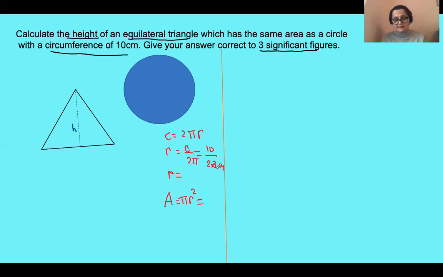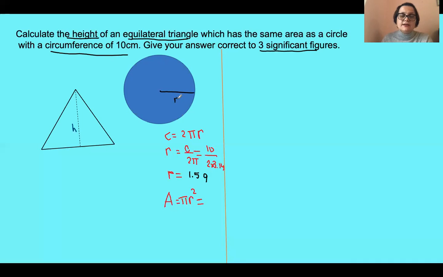And so the answer is going to be 1.59 to 3 significant figures. The answer of the r, the radius, is this one here.